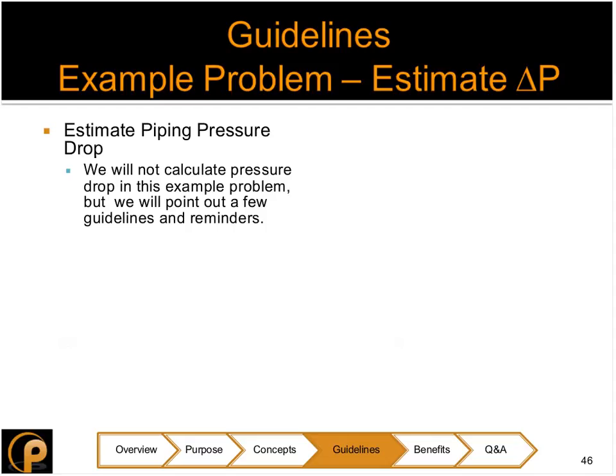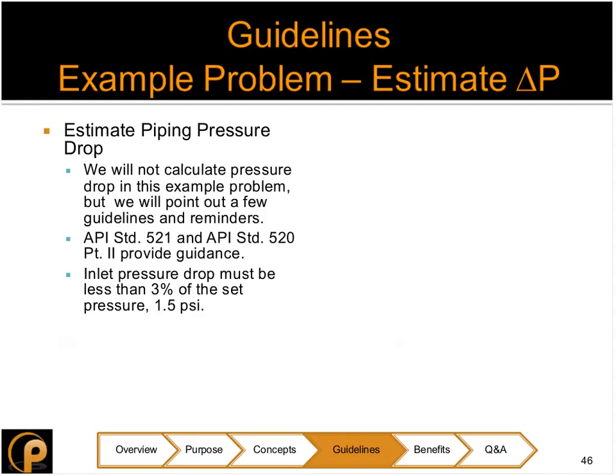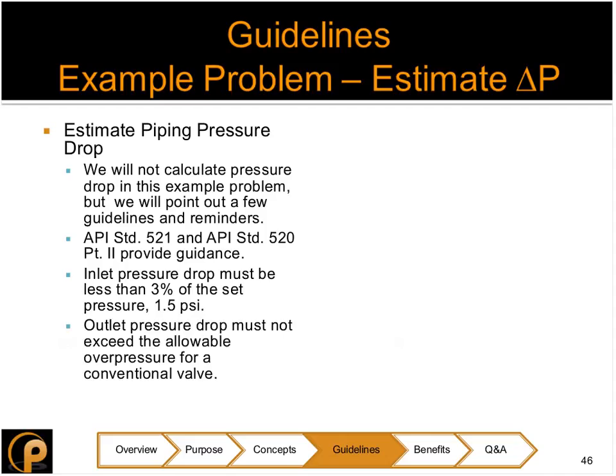So once we have a good idea of the sizing selection of our pressure relief device, we estimate the piping pressure drop. We're not going to do the calculated pressure drop in this example problem, but I will point out a few guidelines and reminders. API 521 and 520 Part 2 provide some guidance. Inlet pressure drop must be less than 3% of set pressure. Outlet pressure drop cannot exceed the allowable overpressure for a conventional valve: 10% for the non-fire scenario, 16% if we had several PSVs, and 21% for a fire.